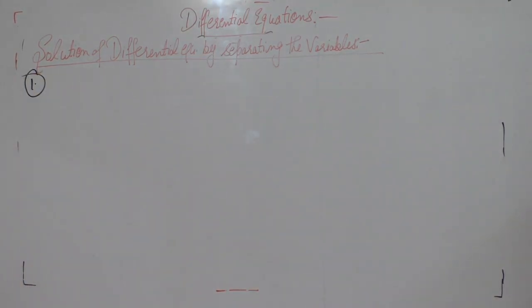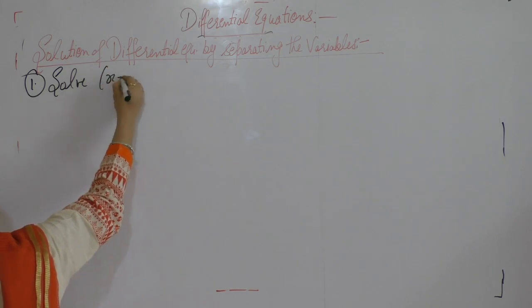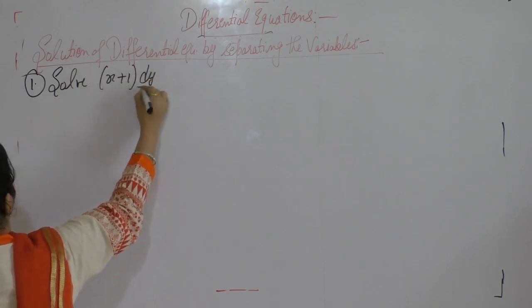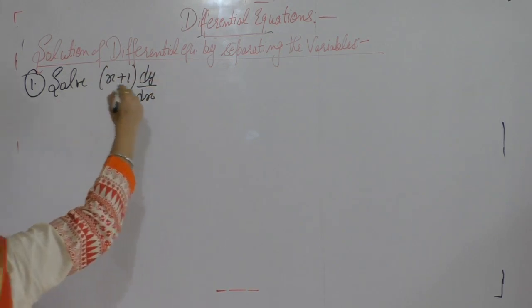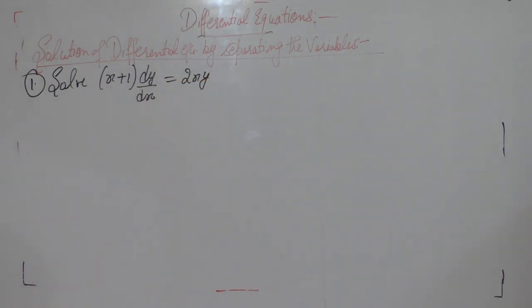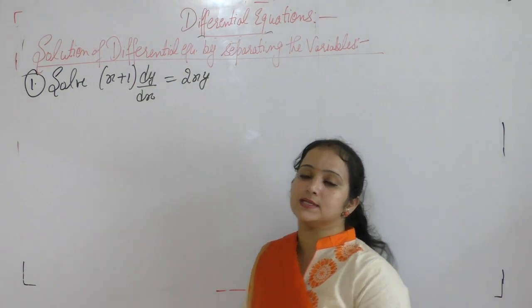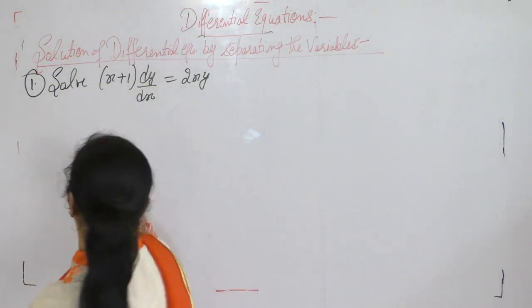First is solve (x + 1) dy/dx = 2xy. In these types of equations, the two variables are together, x and y. First we have to separate these variables and then solve the differential equation.